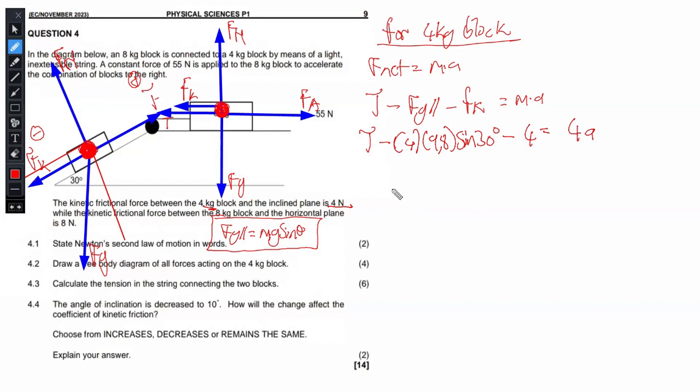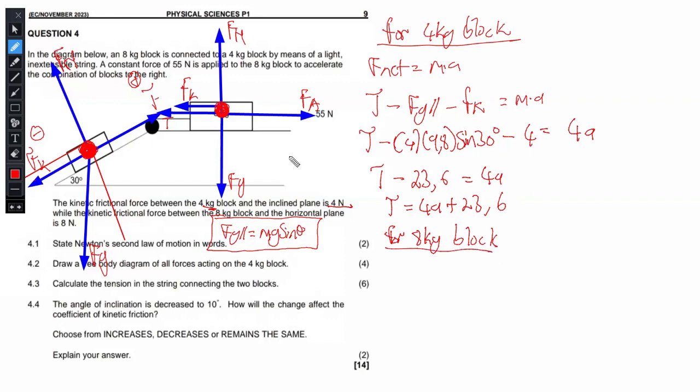Now if you punch all this into our calculator, we'll get T minus 23.6 minus 4 is equal to 4a. Now we can make T the subject of the formula by saying T is equal to 4a plus 23.6. Now we are done with the 4 kg block. Let's now move to the 8 kg block. We'll indicate for the 8 kg block.